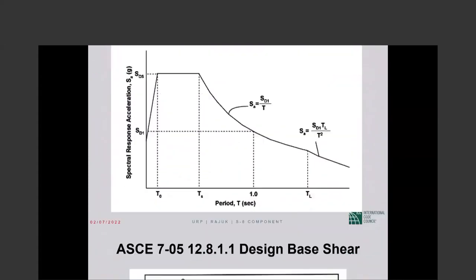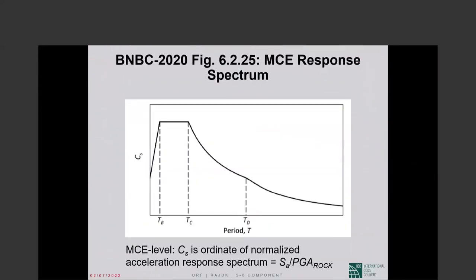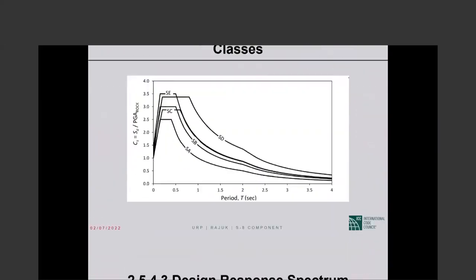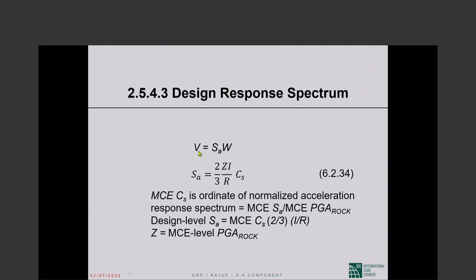In BNBC 2020, V is S sub A times W, not C sub S times W. These are the confusing parts. Both documents use C sub S and S sub A, but use them slightly differently. I spent an inordinate amount of time figuring this out, and I hope it will help you when I say these things and put enough on the slides.